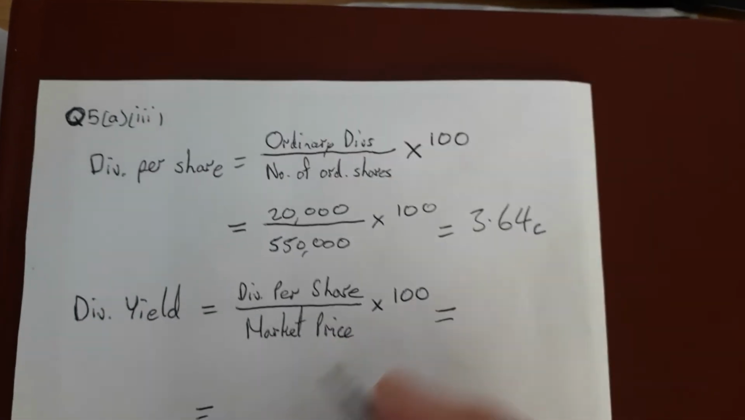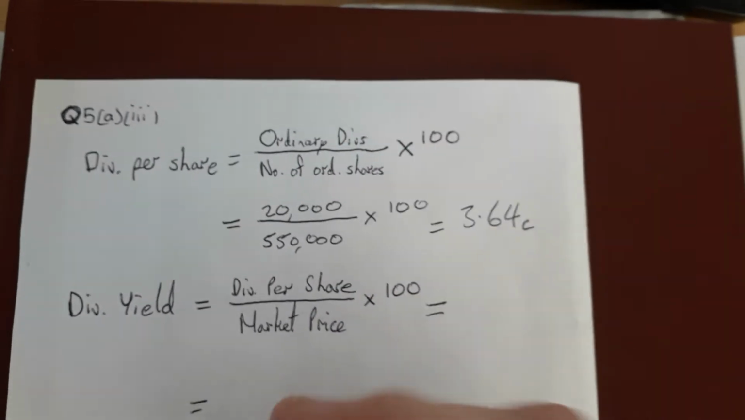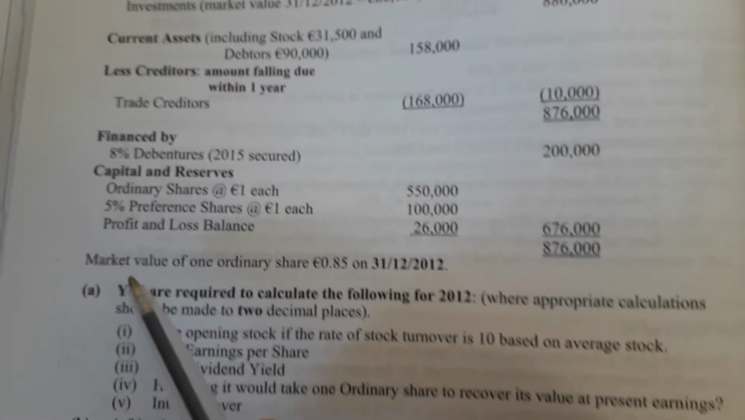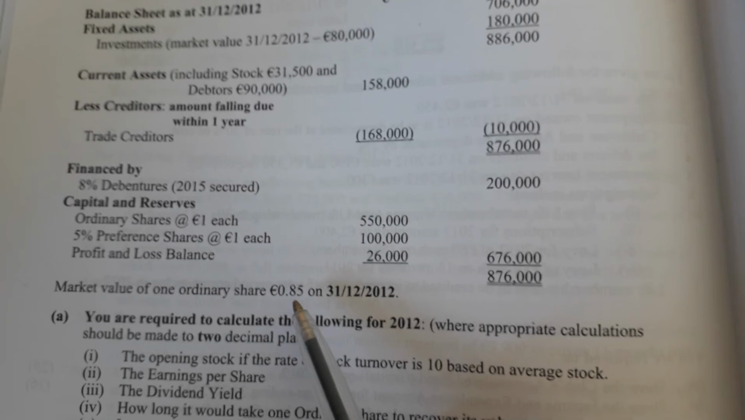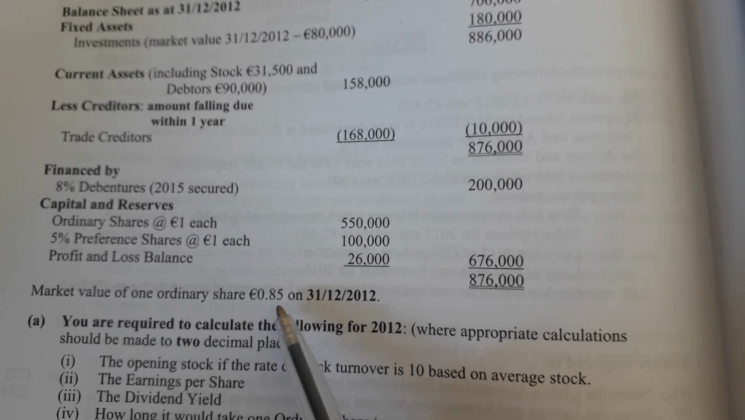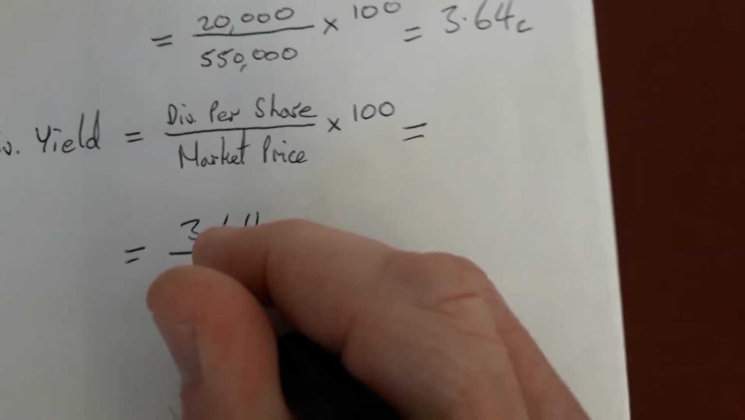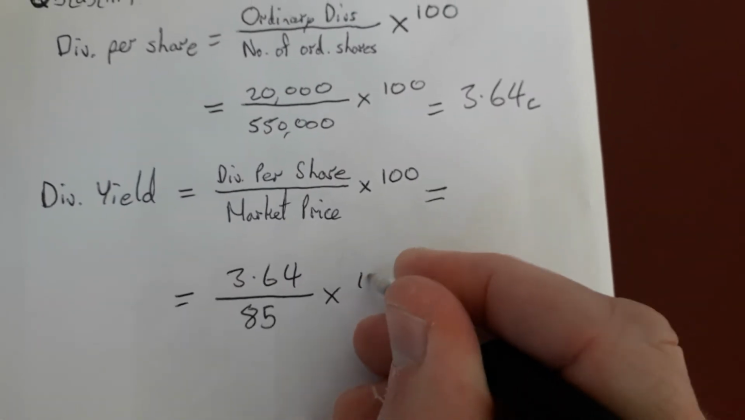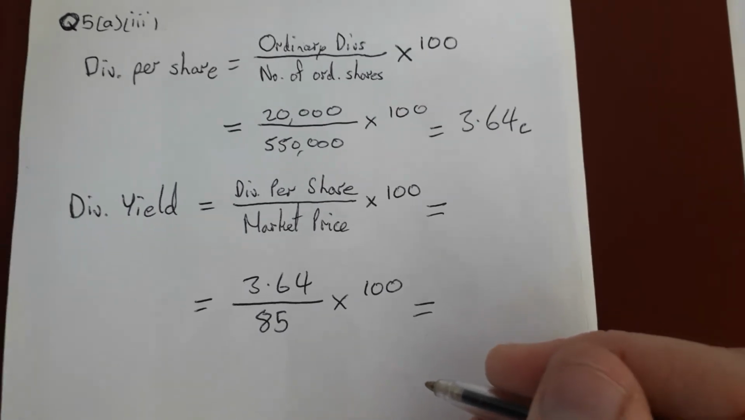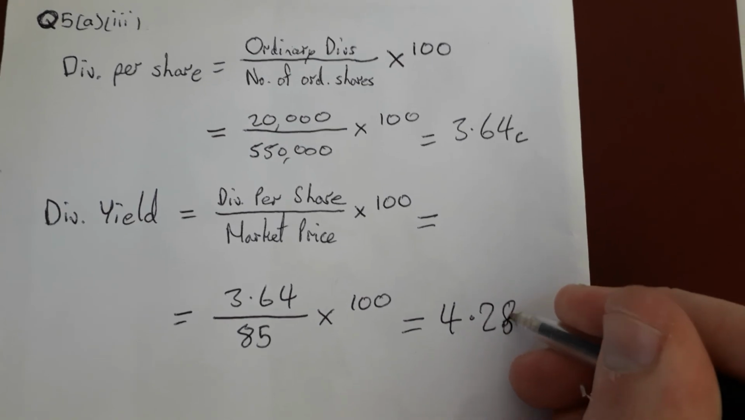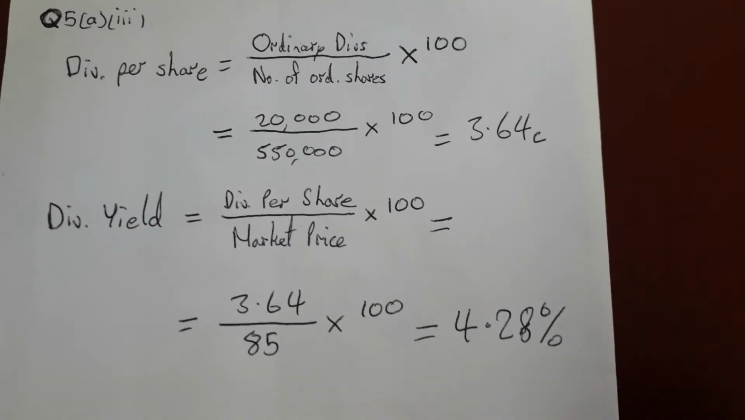So the div per share, first of all, we worked that out in the last part. It's 3.64 cent. And the market price is generally given underneath the balance sheet here. The market value of one ordinary share is 85 cent. Now, be very careful. We want it in cent. So instead of putting in 0.85 euros, we will put it down as 85 under here. So both the top is in cent and the bottom is in cent. Multiply our answer by 100. A little bit of rounding will be required again, but we'll get an answer of 4.28 when we round to 2 decimals. And again, percent, the unit is very important in this question.